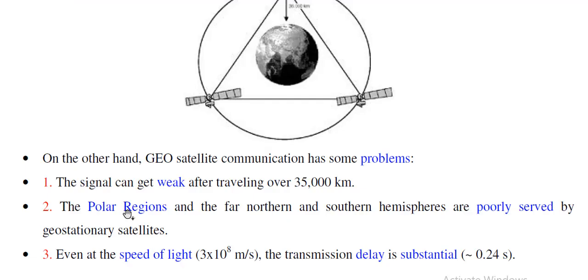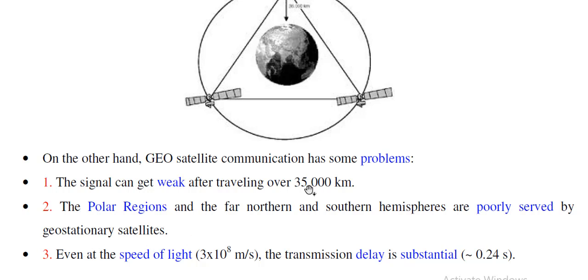Now for the disadvantages, we have some problems. When the signal travels above 35,000 kilometers, it of course gets weaker. We have some attenuation that will affect the signal, so we need to send a really strong signal in order to reach the station or the satellite. Now, for the inhabited regions, like the polar regions, if we need some communication and we are using only 3 satellites, here the coverage will be poor and we maybe won't have communication with these less inhabited regions.